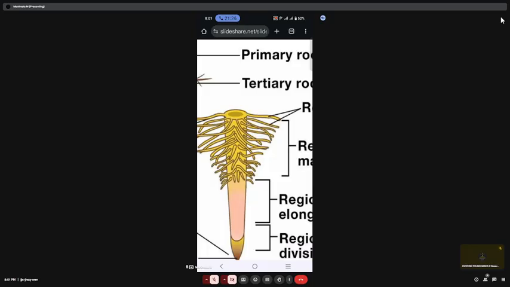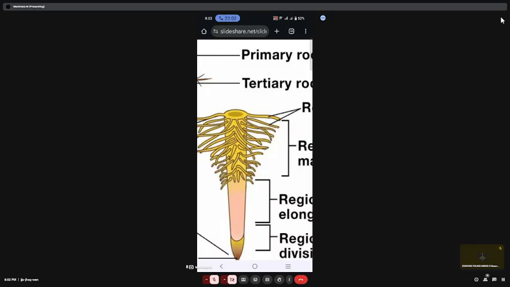Epiphytes live on other plants, using a tree as a support. Vanda, I think you have heard about the Vanda plant. Epiphytes grow on other plants. And the parasites, Cuscuta, the dodder plant. These plants do not have root hairs. They have lateral roots, but the root hairs are absent. So this is the maturation zone. Any doubt?